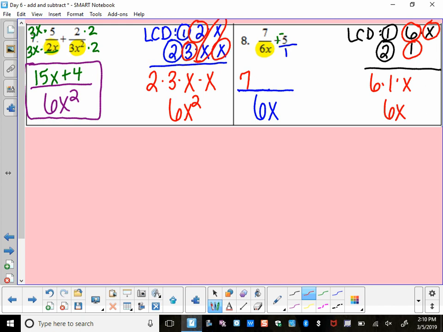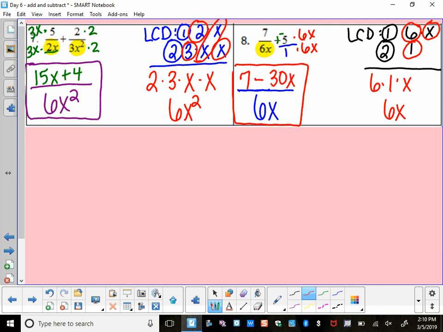Alright, then look at the second fraction. I started with 1 and I need to end up with 6x. So I'm going to multiply by what? 6x. Whatever I do to the bottom, I do to the top. What is negative 5 times 6x? Negative 30x.